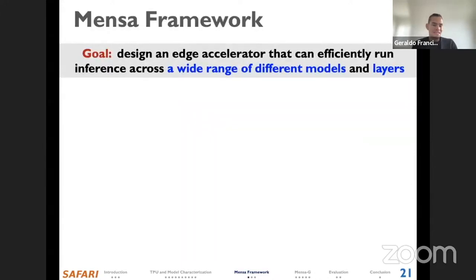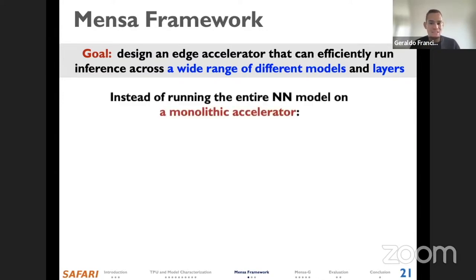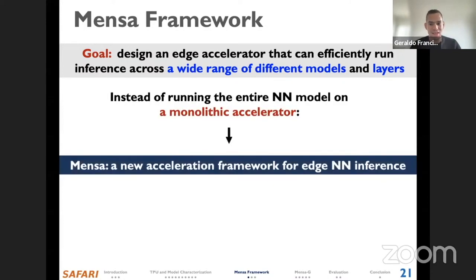So based on our analysis and insights, the goal of our work is to design an edge neural network accelerator that can efficiently run inference across varying numbers of different models and layers. To this end, instead of designing a monolithic accelerator, we propose Mensa, a new accelerator framework for neural network inference.